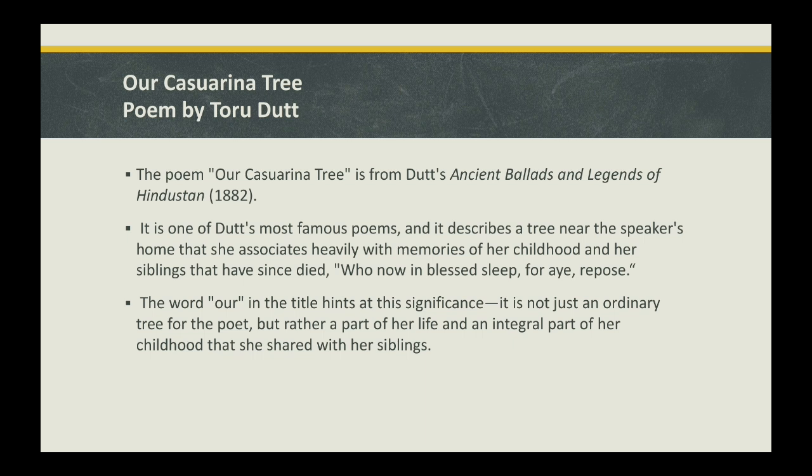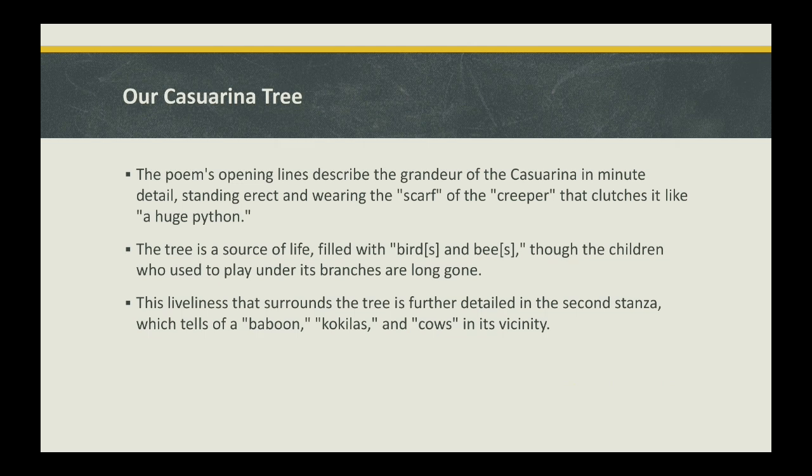Right. So this is the poem, and we can go through the main points of that once again. The poem is taken from Ancient Ballads and Legends of Hindustan, published in 1882. The poem is one of the most famous poems of Toru Dutt, and it describes a tree near the speaker's home that she associated heavily with the memories of her childhood. So mainly she starts with her childhood and her siblings that have since died.